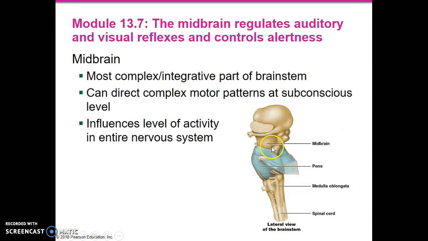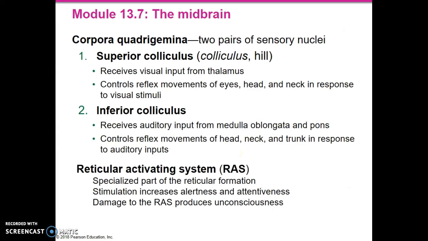The midbrain is superior to the pons. It is the most complex part of the brainstem. It's closer to the brain. It can direct complex motor patterns subconsciously and influences the level of activity of the entire nervous system. There are various parts to this midbrain that we do not need to know, just know in general some of the functions. It receives visual input from the thalamus and controls reflex movement of the eyes, head, and neck.